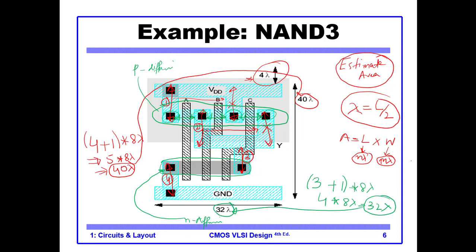So what is the area estimate? The area estimate of this 3 input NAND gate is this one, which is 40 lambda into 32 lambda. So this is the area estimate of a 3 input NAND gate from the layout.